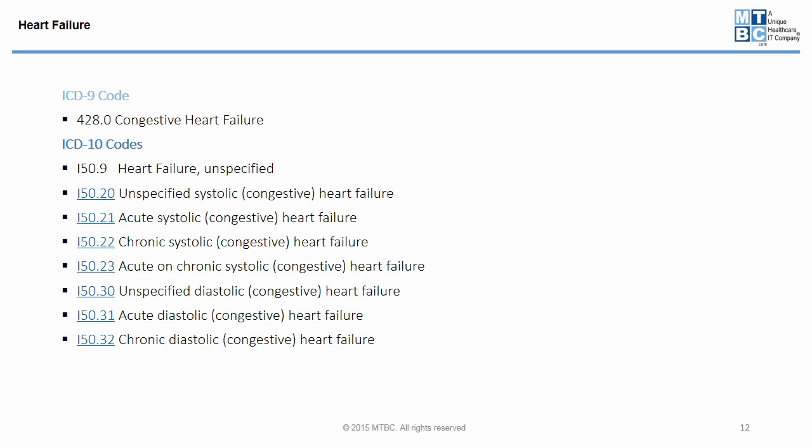We have unspecified diastolic, so it's systolic versus diastolic, and then unspecified diastolic, acute or chronic diastolic congestive heart failure. So this is how much detail we need. If you don't have the detail, then at least put systolic, but also try to find out the information.